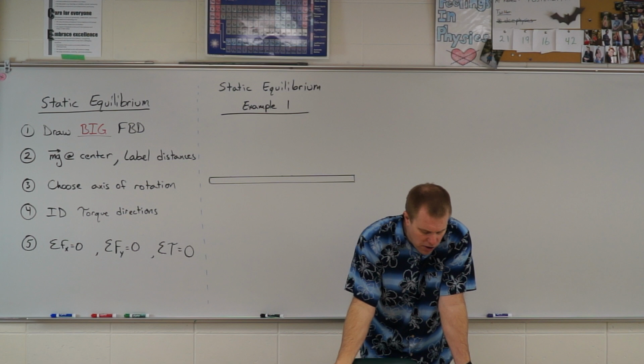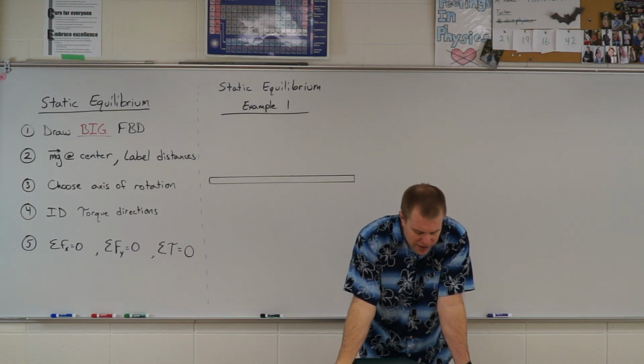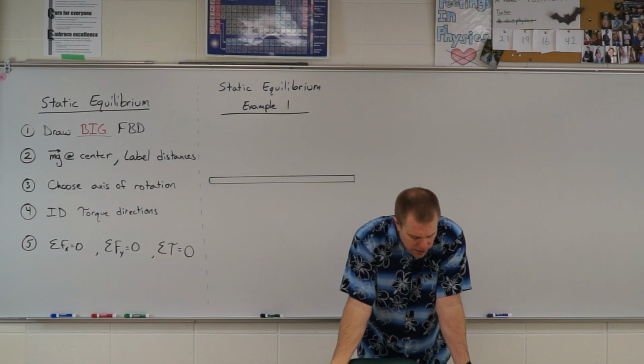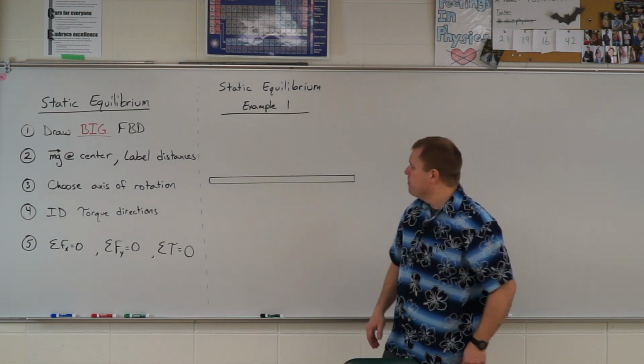It says a 7-meter long board with a mass of 25 kilograms is supported by 2 supports. The left support is 1 meter from the left end, and the right support is 3 meters from the right end. What is the upward force supplied by both supports?